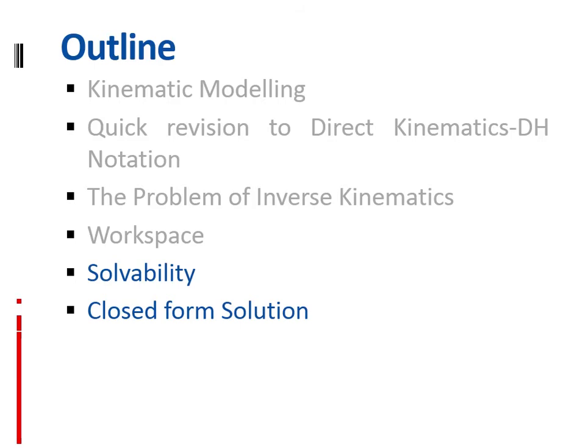One is solvability. Solvability includes multiple solutions, what the different types of multiple solutions are, how we obtain these multiple solutions, and also how a solution will exist. The existence of a solution will be discussed in this part of solvability. Next is the closed form solutions. We have different types of solutions and how we can obtain them. So we are going to discuss these two topics today.